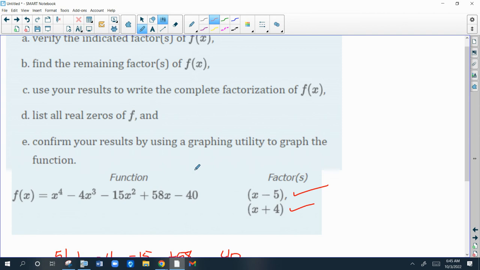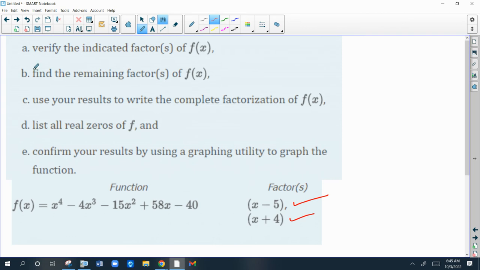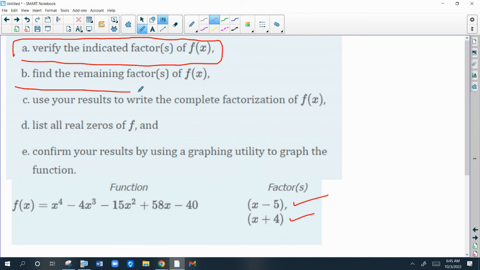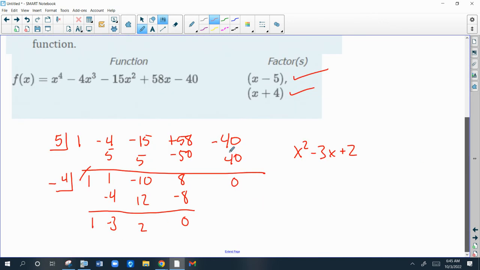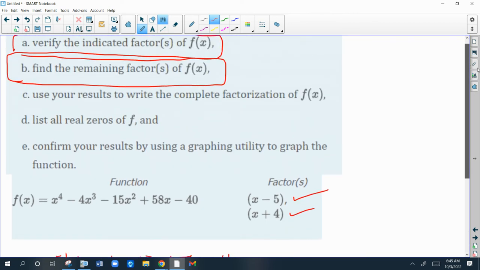So we verified the factors. That's where we are. We need to now find the remaining factors. That's easy, because we have this simple polynomial left. Just factor it. Factors of 2 that add up to negative 3 are negative 2 and negative 1. So now we have found the other factors.